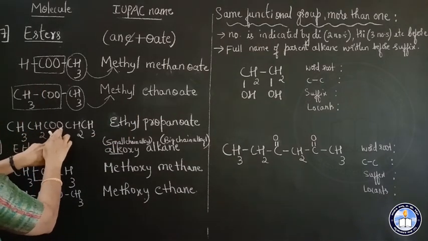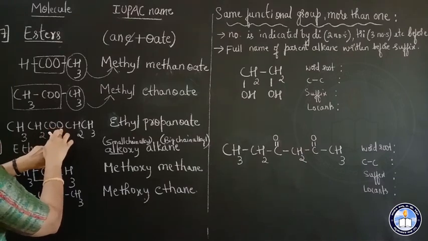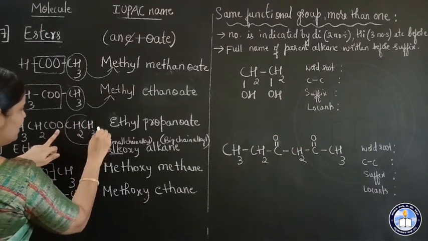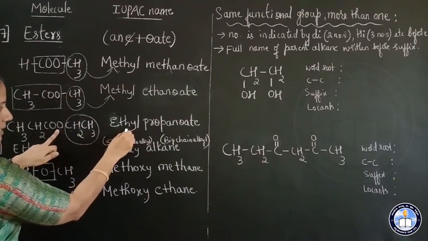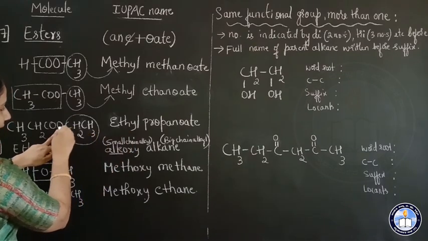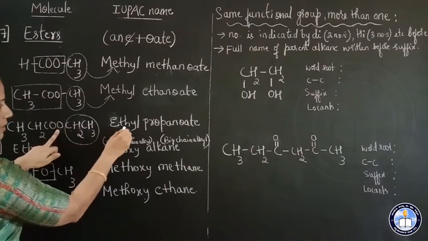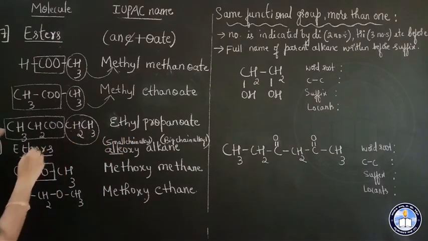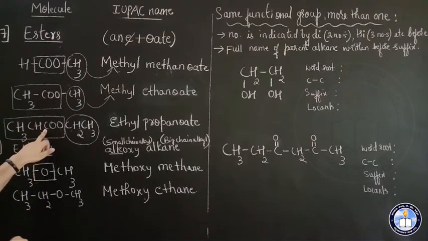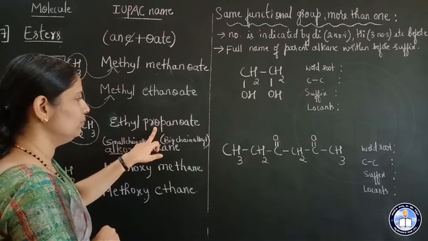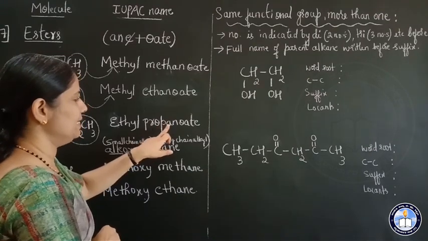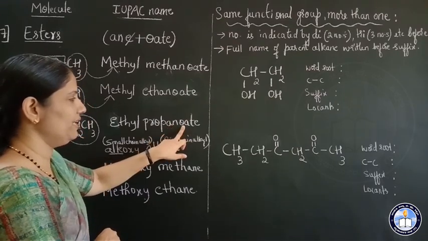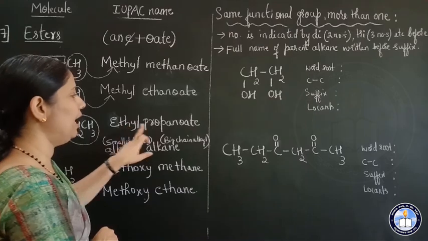So oxygen. Oxygen of the COO group. It is attached to CH2, CH3. This is C2H5. Name is ethyl. The alkyl group attached to the oxygen of the COO group is ethyl. Now next, see here. How many carbon atoms here? 3 carbon atoms. So prop. Word root is prop. Then since single bond is present between the carbon atoms, AN, then suffix oate. Ethyl propanoate.